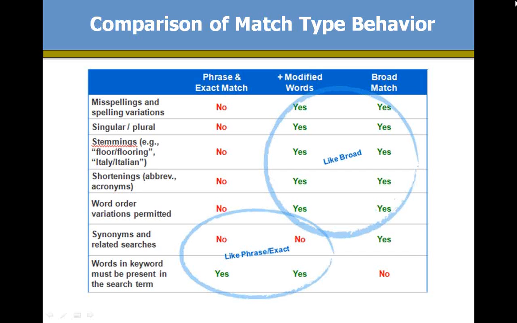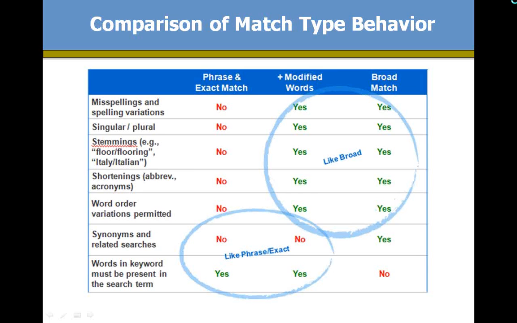It picks up shortenings or abbreviations and acronyms. And it also would pick up variations in the word order. So unlike phrase and exact matches, the modified broad match, unlike the expanded broad match, would not pick up those synonyms, those related searches, the behavioral targeting at all. And like phrase and exact match, the words have to be present in the search term if you put that modifier in front of it.